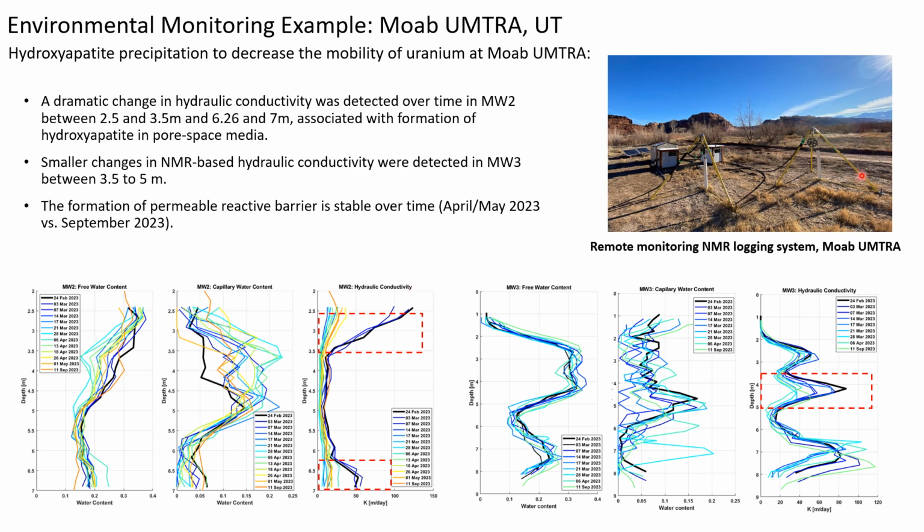Also, interesting to note here that the system was removed from this site due to the flooding in the area, but these two wells were monitored again in September 2023, and it was observed that that permeable reactive barrier, which is our hydroxyapatite, was stable over time. So it's this orange plot in the hydraulic conductivity map here.